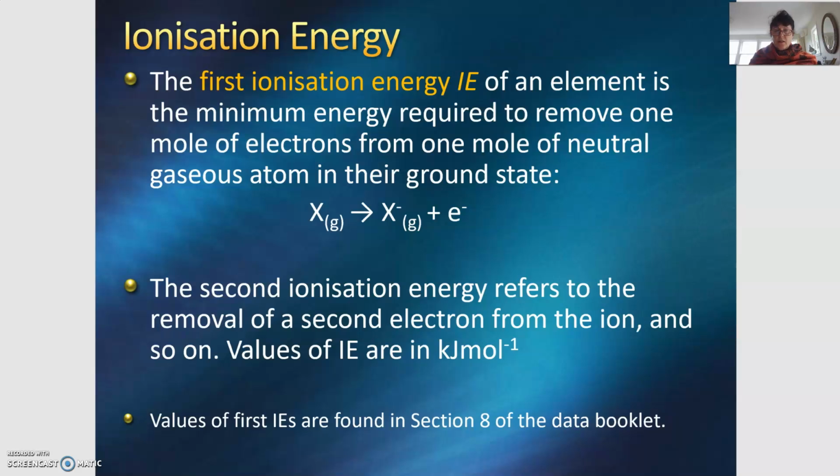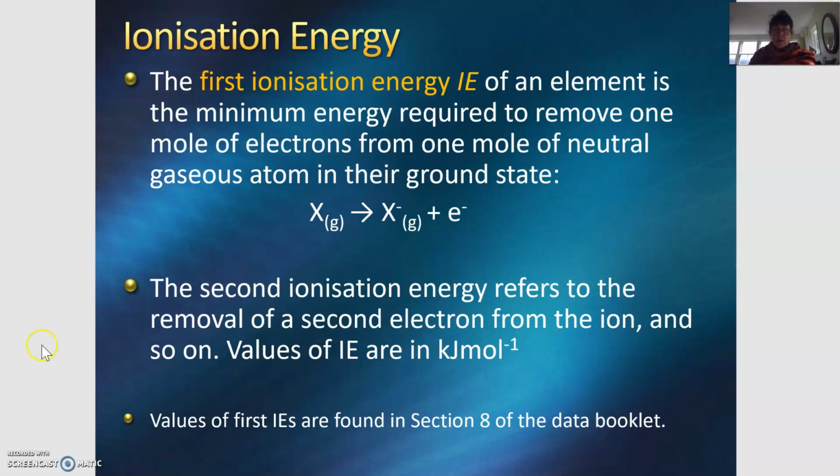So ionization energy, you will need to be able to write a text definition of ionization energy and a formula definition of ionization energy. So for the text definition, we need to talk about the energy required to remove 1 mole of electrons from 1 mole of neutral gaseous atoms in their ground state. So not in an excited state, in other words. So you need to have the word gaseous in there. And they need to be neutral atoms, neutral gaseous atoms.